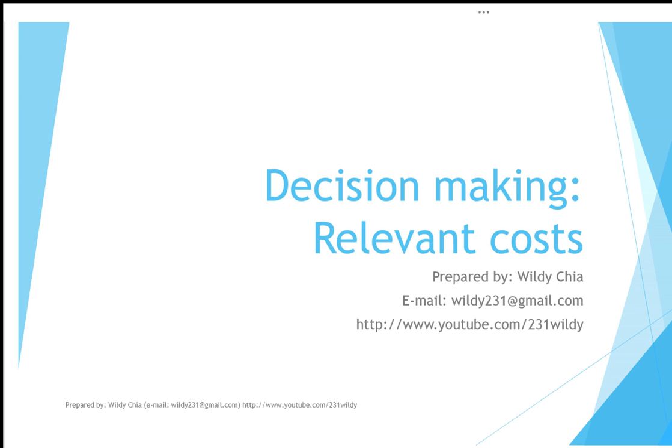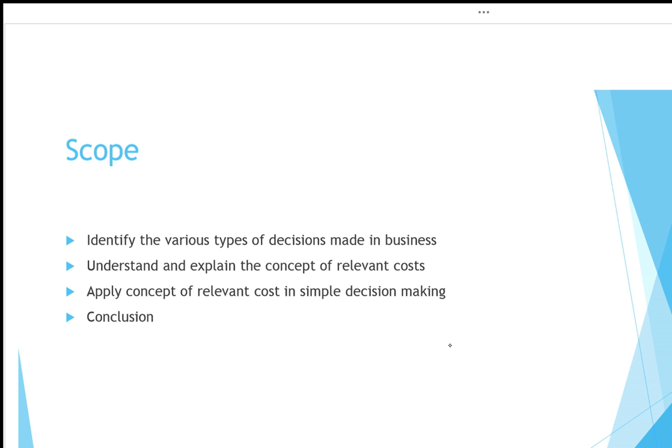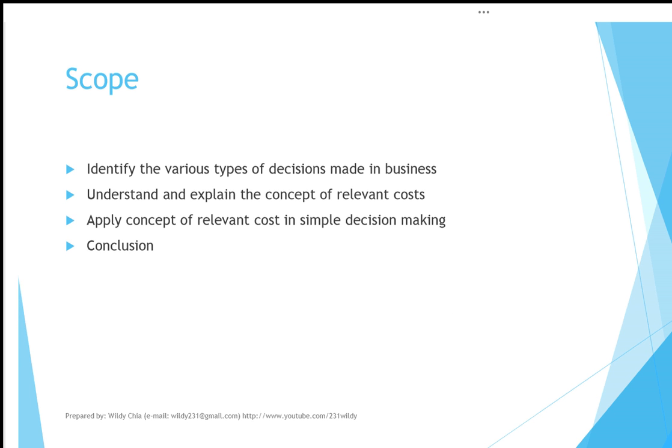So today's topic is on decision making, and the specific area of decision making is relevant cost. I think it's interesting to look at this. As a student, especially if you're an accounting student, you'll have to go through this topic of decision making and what is relevant cost. So let's have a look at the scope for today.